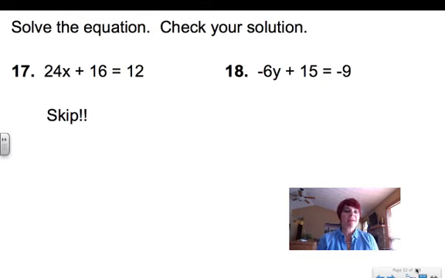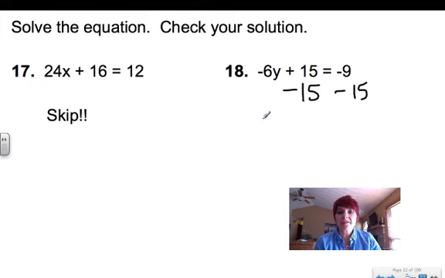Number 17, I'm going to skip, mostly because a lot of these are going to be kind of the same steps. So I'm going to start with number 18. And notice we've got negative 6y plus 15 equals negative 9. So you see you've got plus 15. The first thing we always want to do is get rid of addition and subtraction. Since there's a plus 15, I'm going to subtract 15. When you do that on one side, you need to do that to both sides of the equation.